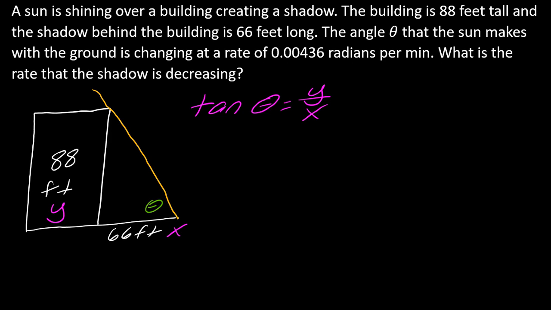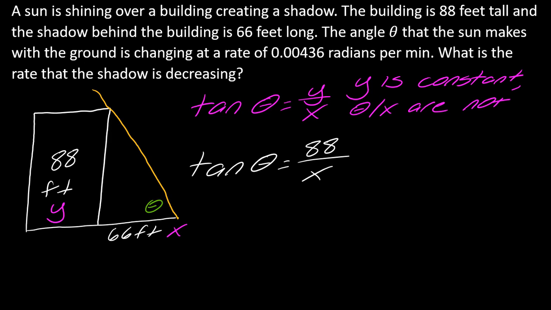When I think about this, the side of the building is not going to change. This is why I always think about what's constant and what's not. The side of the building is not going to change, but the angle here and the length of the shadow are going to change. So we want to reflect that in our problem. I'm going to plug in the height of the building into this.